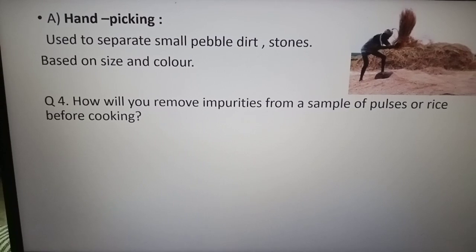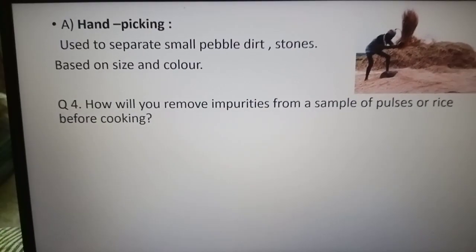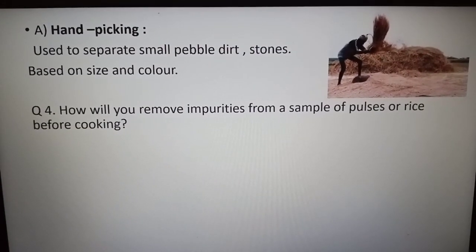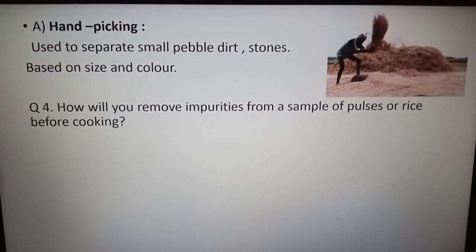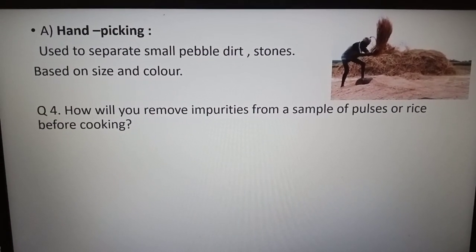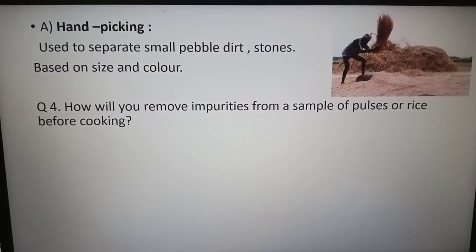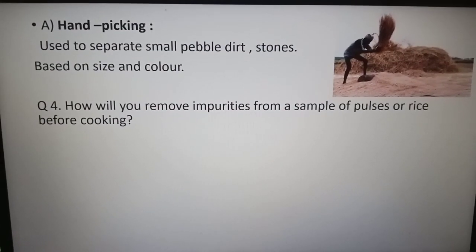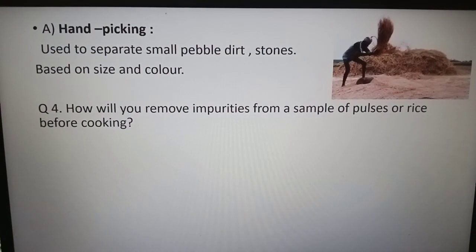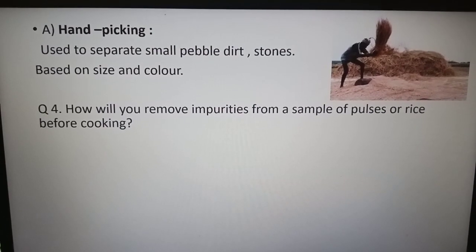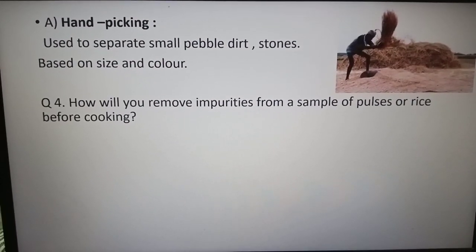The next one is the question: how do you remove impurities from a sample of pulses or rice before cooking? As I said, if you have a sample of pulses or rice and if you have stones in it, obviously you will remove them by hand picking, because you can easily see that. Because they differ in size and color, you can easily see them, hand pick them and throw them away.